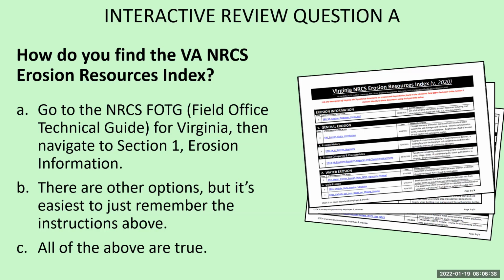Okay, yes, A is correct. Go to the FOTG for Virginia, then navigate to section 1, erosion information. The document is right there. Click on it and you'll open a PDF. There are other options, but the above is easiest to remember. So the answer is C, all of the above are true. Okay, hopefully I'll do a better job. The next poll question will go more smoothly.